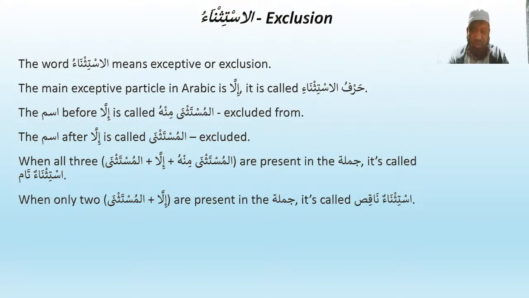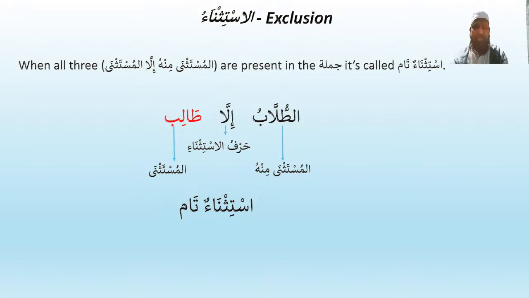Now, there are another two terms we need to learn. One is istithna'un tammun, which is when all the three, they are called arkanul istisna. Arkanul istisna. You can say the roots or the pillars of istisna. What are the three? Al-mustasna minhu, harful istisna, plus the al-mustasna. So when all three are present in the sentence, it is called istithna'un tammun. And when only two are present, which is illa and al-mustathna, it is called istisna'un naqisun.